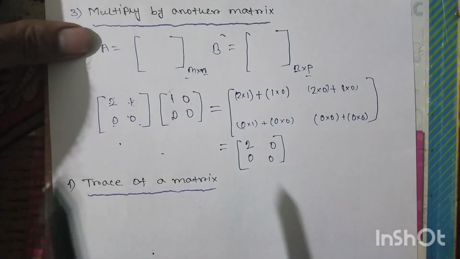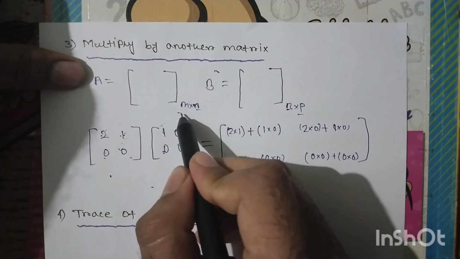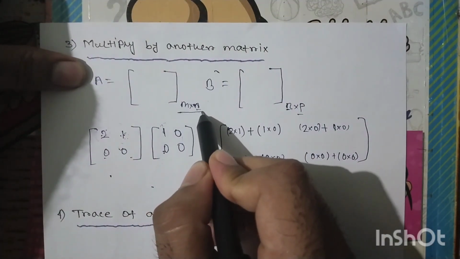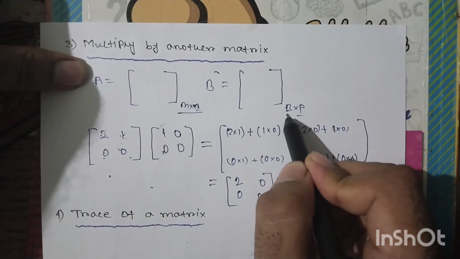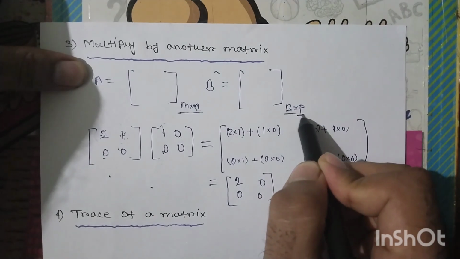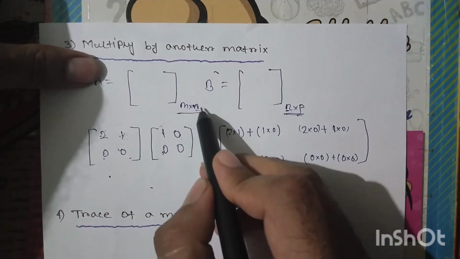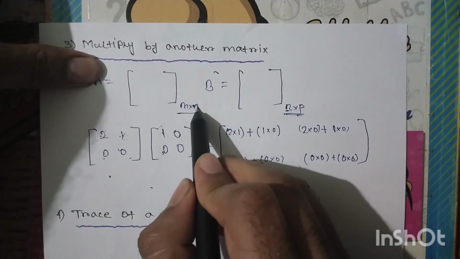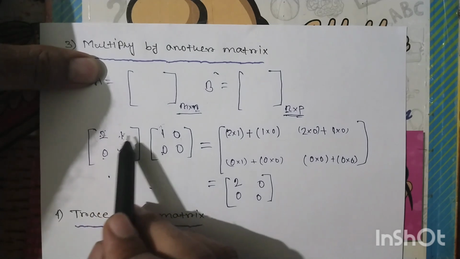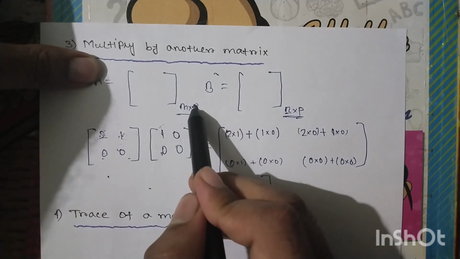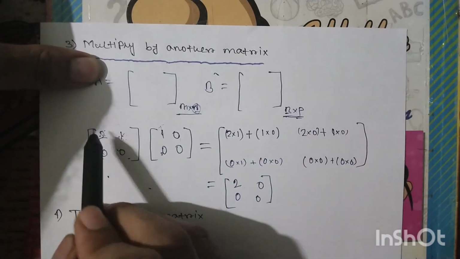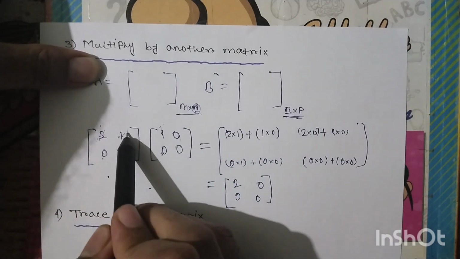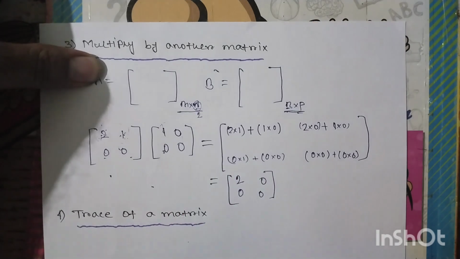Okay, so that's why we write m cross n multiplied by n cross p. Observe the number of rows and columns: this n here is the number of columns. Here the number of columns is 2.